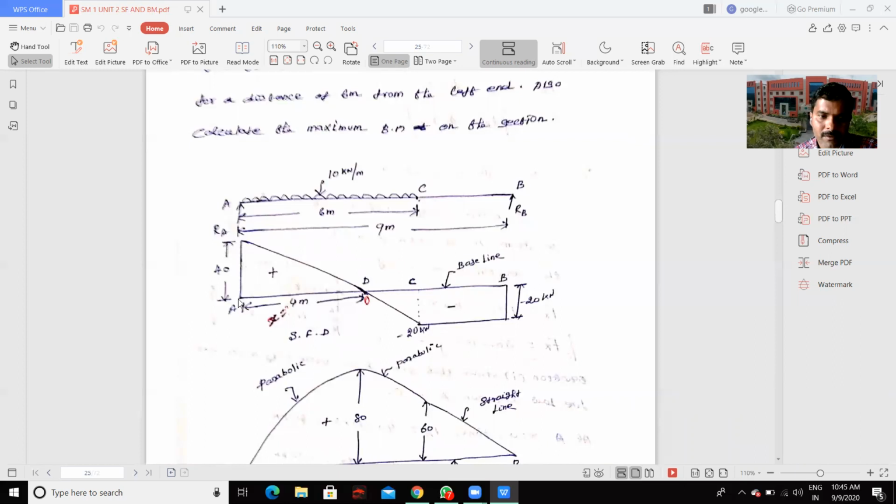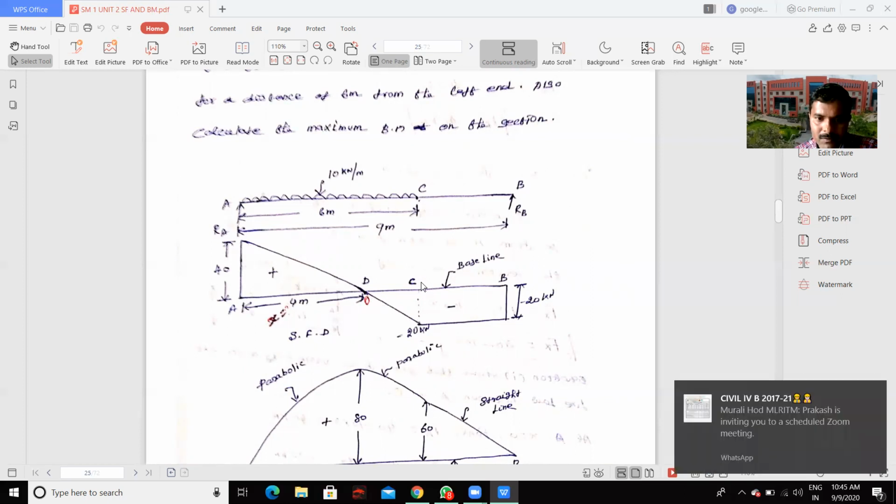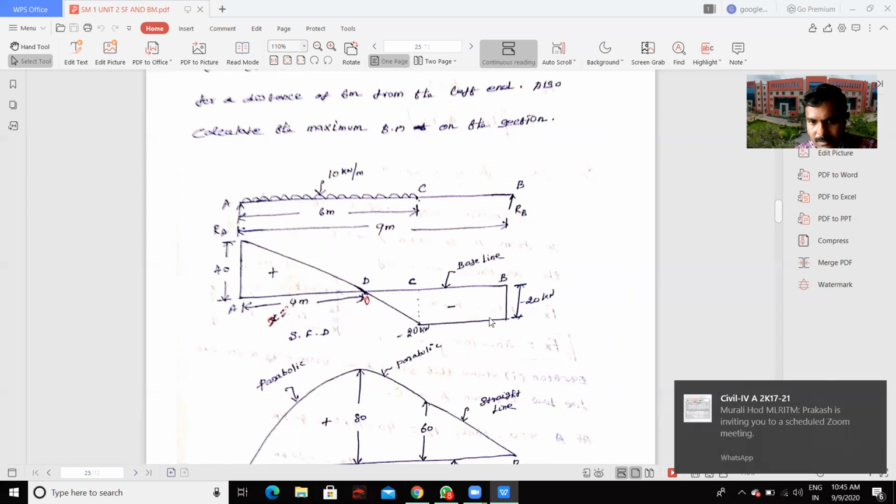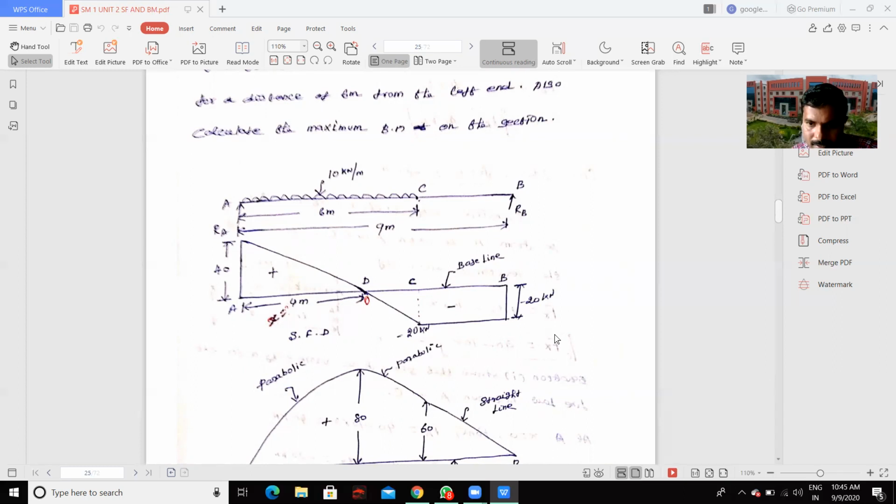So at x equal to 0, 40 kilonewton, then it keeps on decreasing, and at a distance of x equal to 4 meter, it is 0. Then again it will increase in the negative direction, to minus 20 kilonewton up to the point C. Then in between C and B, there is no load, therefore it continues horizontally up to the point B. So this is how we have to draw the shear force diagram.